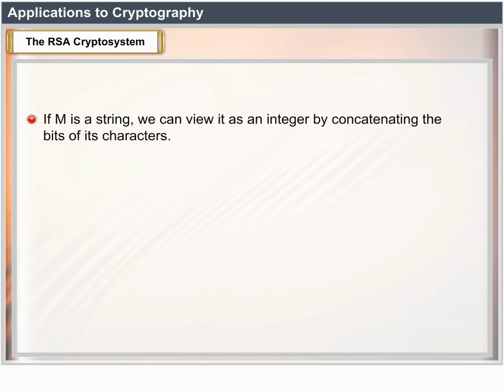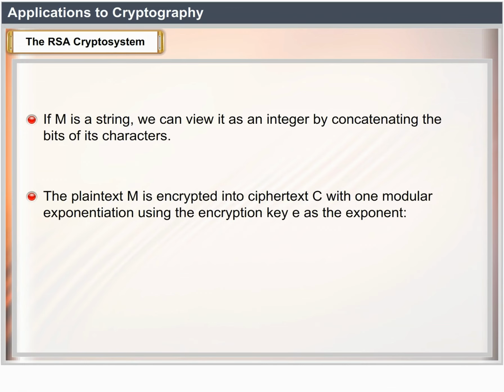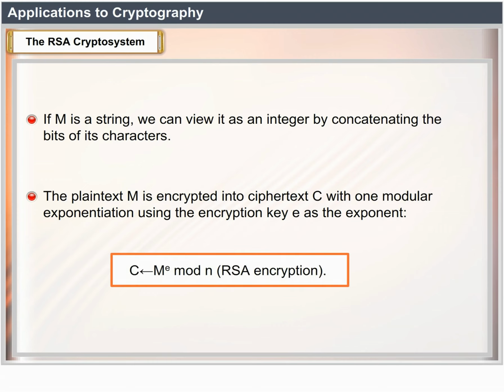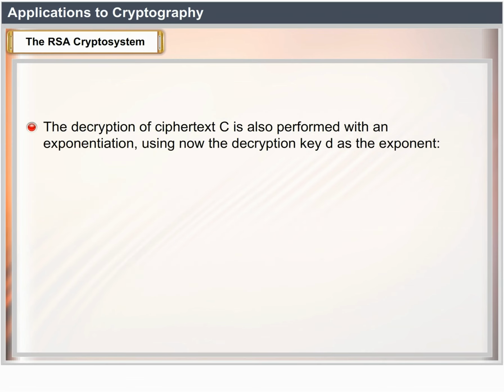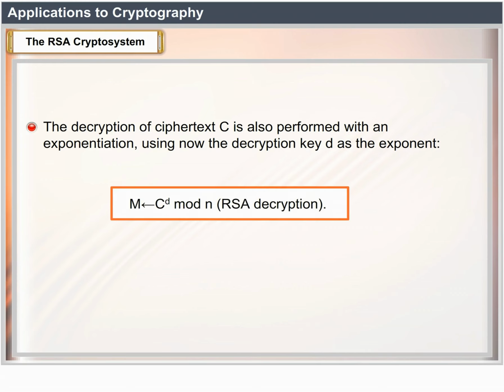If m is a string, we can view it as an integer by concatenating the bits of its characters. The plaintext m is encrypted into ciphertext C with one modular exponentiation using the encryption key E as the exponent. C gets m^E mod n (RSA encryption). The decryption of ciphertext C is also performed with an exponentiation, using now the decryption key D as the exponent. M gets C^D mod n (RSA decryption).